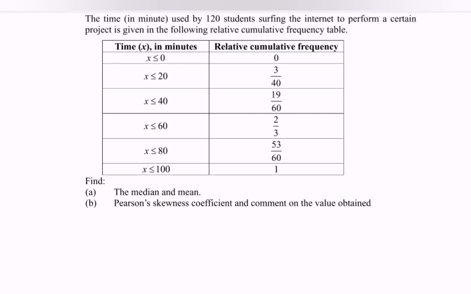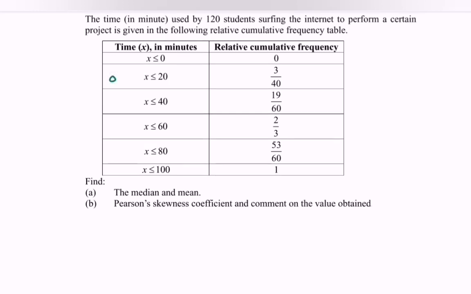For the grouped data, the time in minutes used by 120 students surfing the internet to perform a certain project is given by the following relative cumulative frequency table. So here we have the time in minutes. Kindly express the situation in the interval.